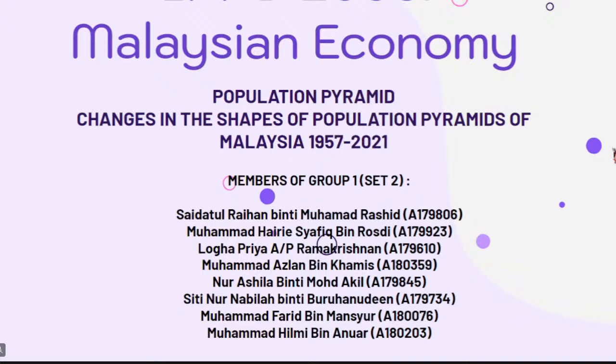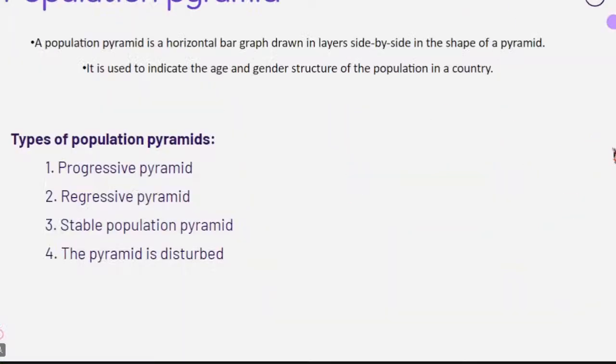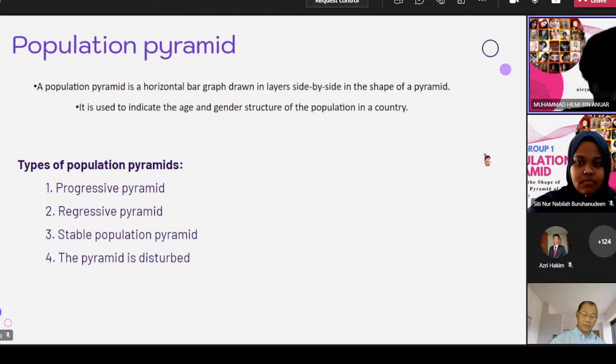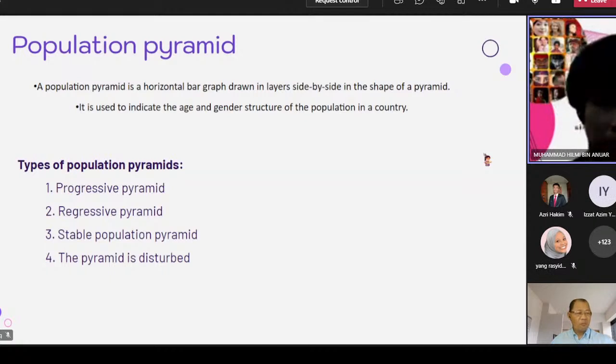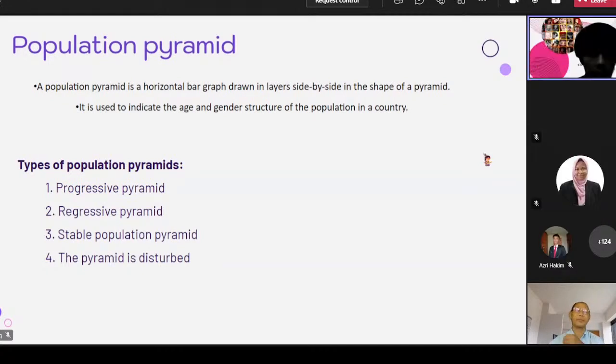Alright, I will start with the topic of population pyramid. First of all, we need to know what a population pyramid is. A population pyramid is a horizontal bar graph drawn in layers side by side in the shape of a pyramid. It is used to indicate the age and gender structure of the population in a country. Here we can find out that there is a division for the number of men and women according to age.